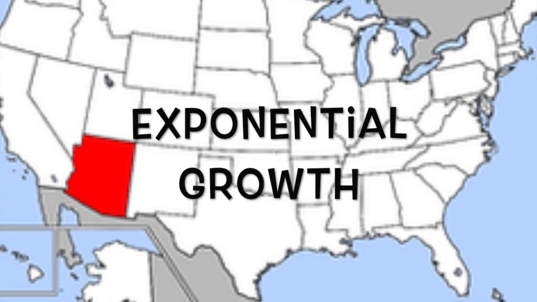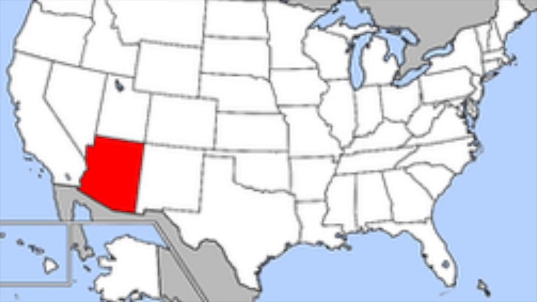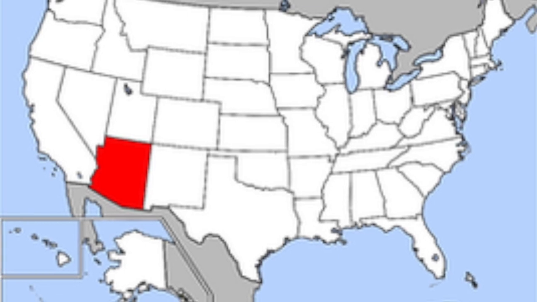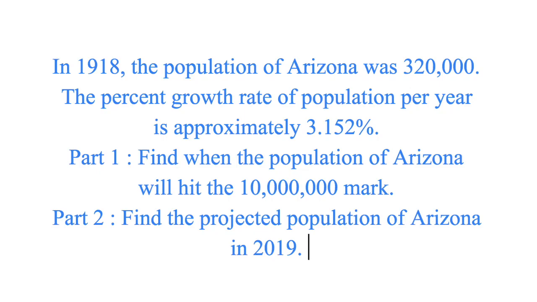My project was about exponential growth and how it is related to population growth. My problem was, in 1918, the population of Arizona was 320,000. The percent growth rate of population per year is approximately 3.152%. Part 1, find when the population of Arizona will hit the 10 million mark. Part 2, find the projected population of Arizona in 2019.